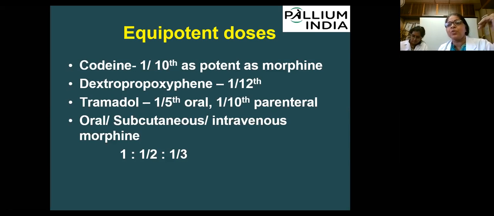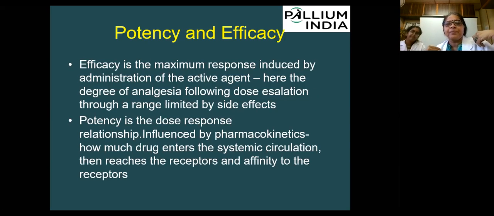So suppose you are converting a patient with a 60 milligram of morphine requirement per day to the subcutaneous route, you will make it 30 milligram per day. If you are making the 60 milligram per day oral dose into the intravenous route, you will make it 20 milligram per day. Next slide, please.